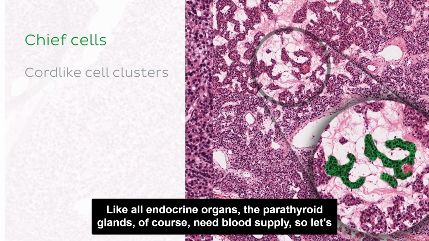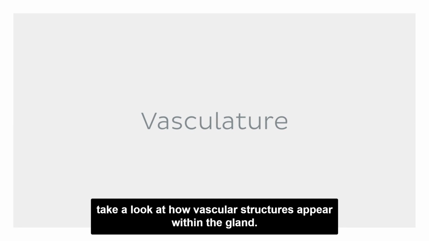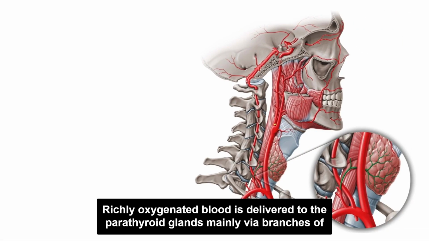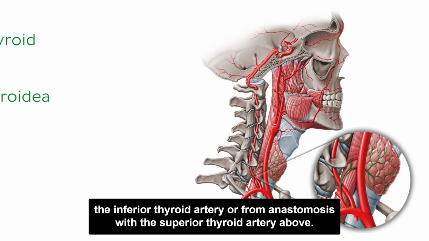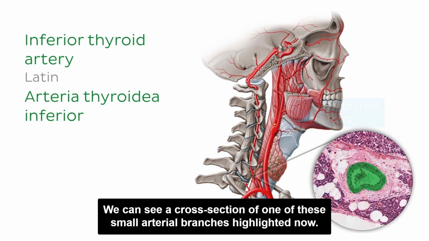Like all endocrine organs, the parathyroid glands of course need blood supply, so let's take a look at how vascular structures appear within the gland. Richly oxygenated blood is delivered to the parathyroid glands mainly via branches of the inferior thyroid artery or from anastomoses with the superior thyroid artery above. We can see a cross-section of one of these small arterial branches highlighted now.